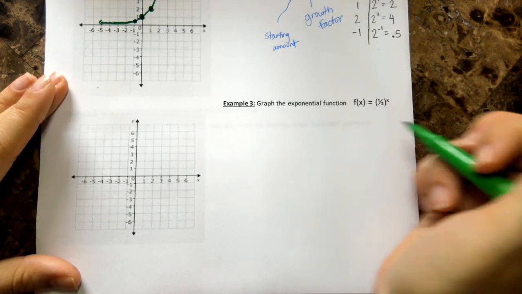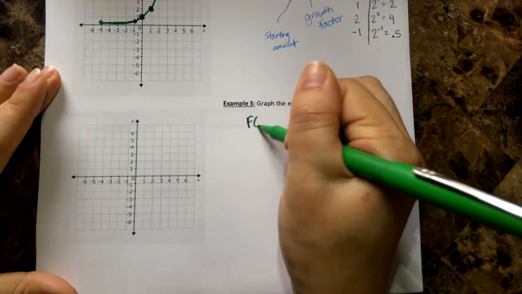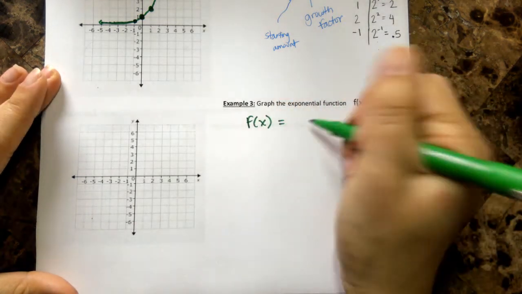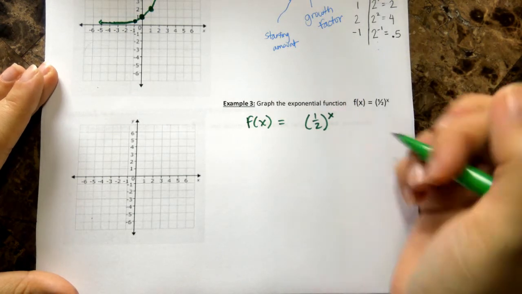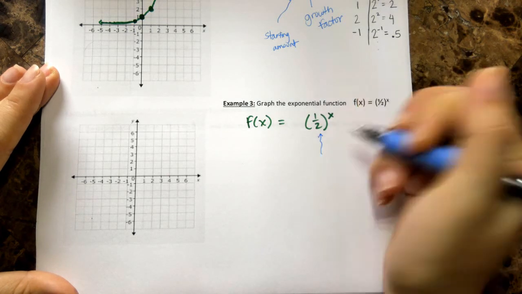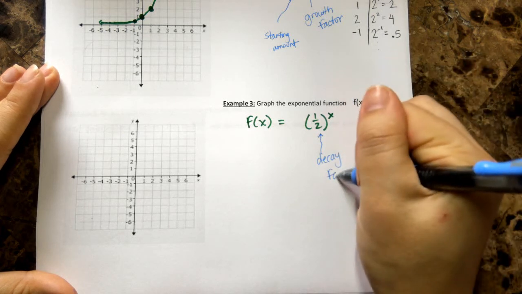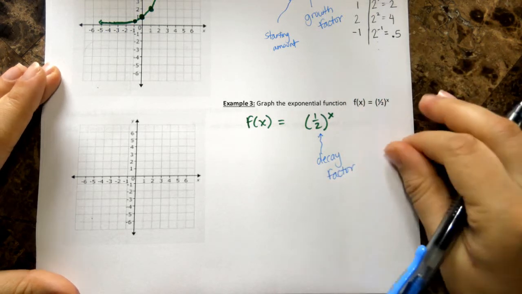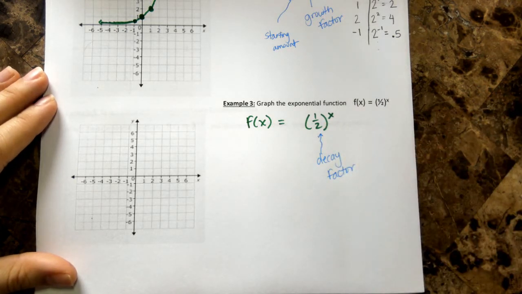I'm going to go ahead and figure out what is my growth factor and what's my starting amount. I'm going to write it larger out here to the side. We have 1/2 to the x power. Now I know 1/2 is our, I say growth factor just out of habit, but it's called a decay factor because it's smaller than 1. And that's how much it's going to be multiplied by each time, the y values.